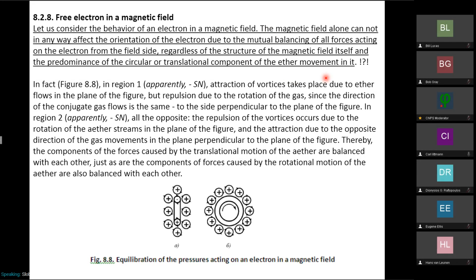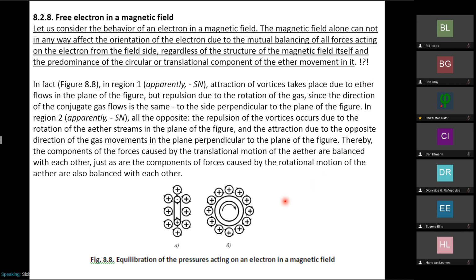So the conclusion insight of the ether-dynamics of Tsiolkovsky is that magnetic field alone cannot in any way affect the orientation of the electron due to the mutual balancing of all forces acting on the electron from the field side, regardless of the structure of the magnetic field itself and the predominance of the circular or translational component of the ether movement in it.